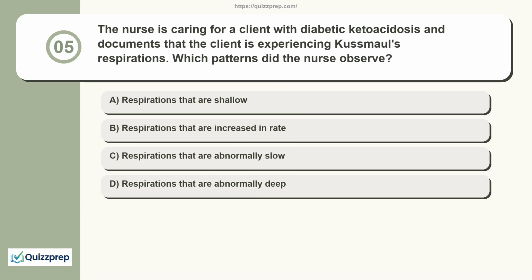Question 5. The nurse is caring for a client with diabetic ketoacidosis and documents that the client is experiencing Kussmaul's respirations. Which patterns did the nurse observe? Respirations that are shallow, respirations that are increased in rate, respirations that are abnormally slow, respirations that are abnormally deep.